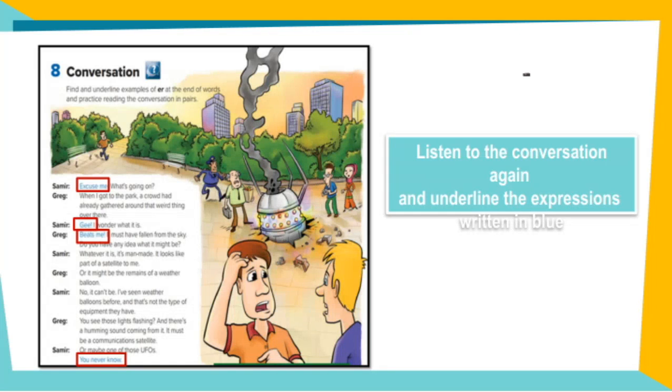Let's take a moment to listen to the conversation again. As you listen, focus on identifying the expressions that are written in blue. These expressions are key because they often carry important meanings or show how people communicate in different situations. By underlining these, you'll be able to better understand how language is used in context.